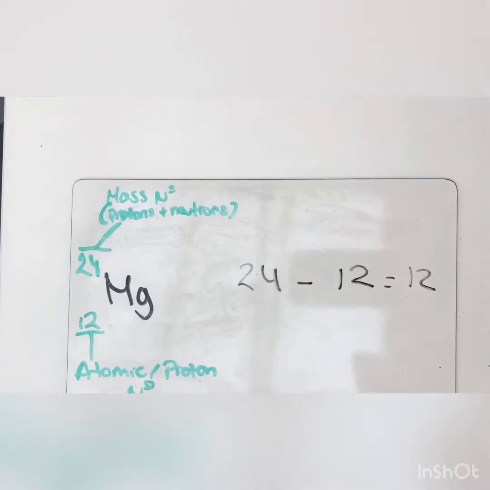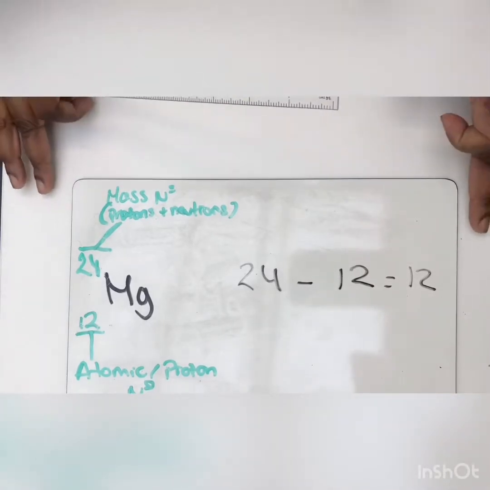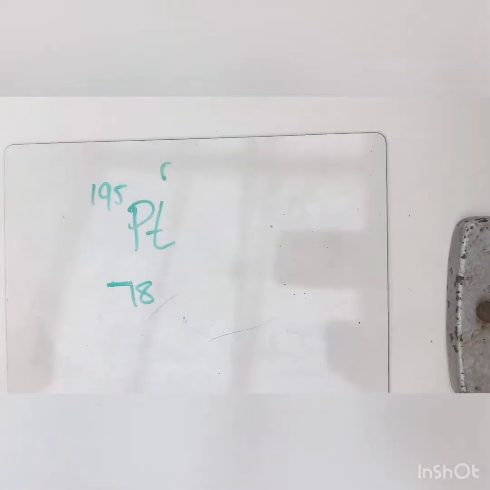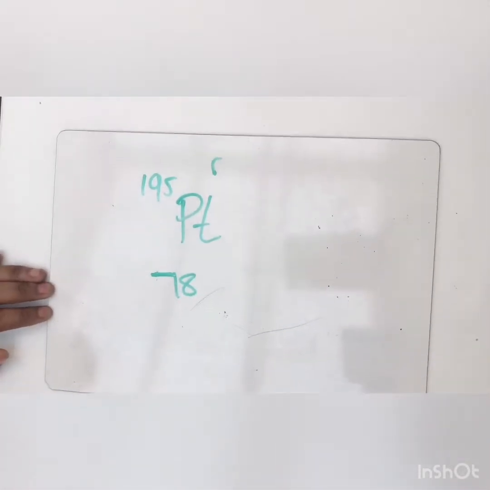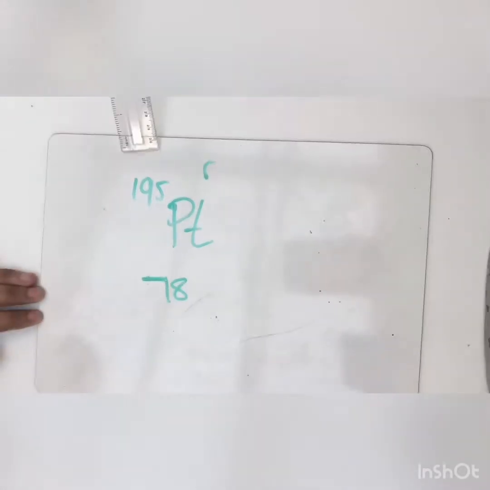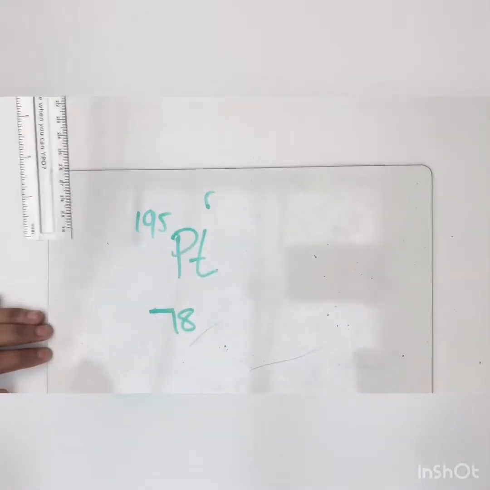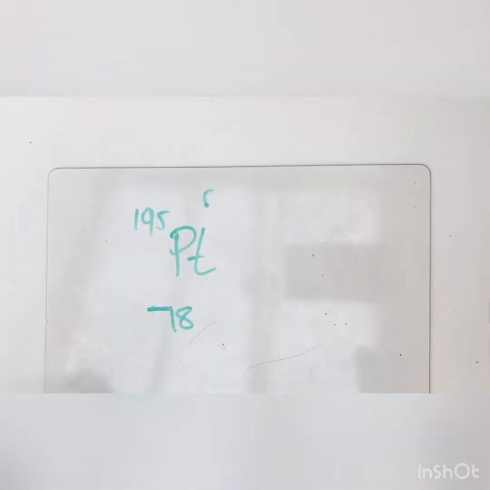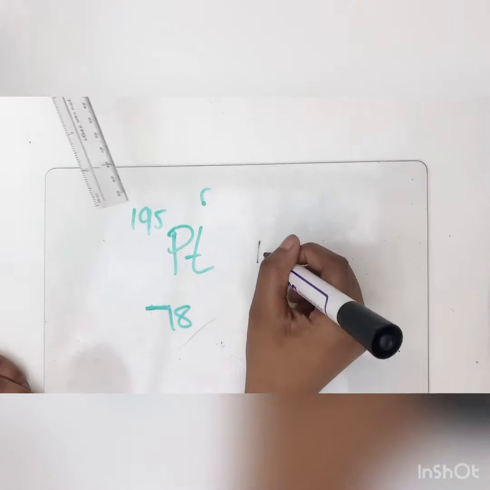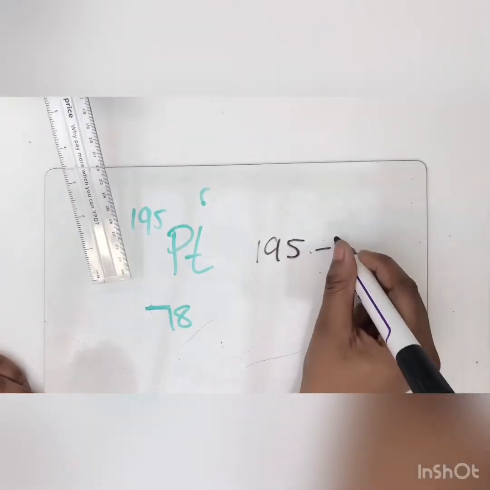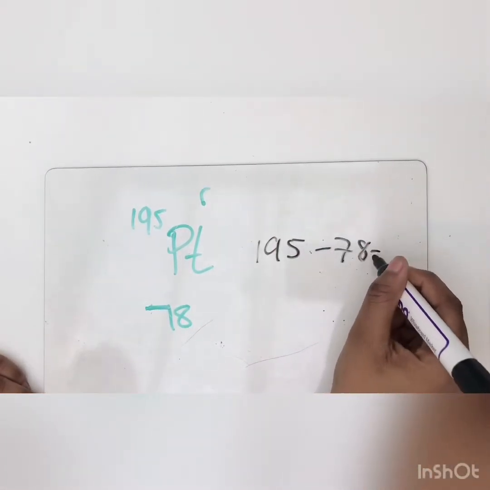Let's look at a slightly harder example, platinum. Platinum has a mass number of 195 and an atomic number of 78. Looking at the protons and electrons again, there are 78 of both. Now, to find the neutrons, we take away the amount of protons from the mass number. 195 minus 78 equals 117.